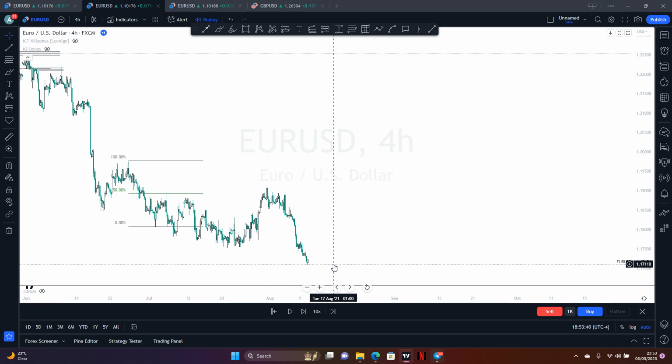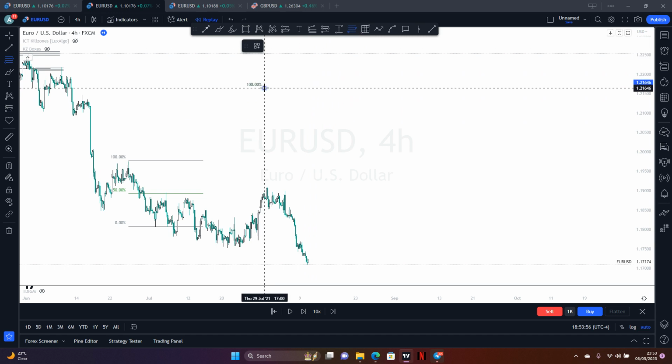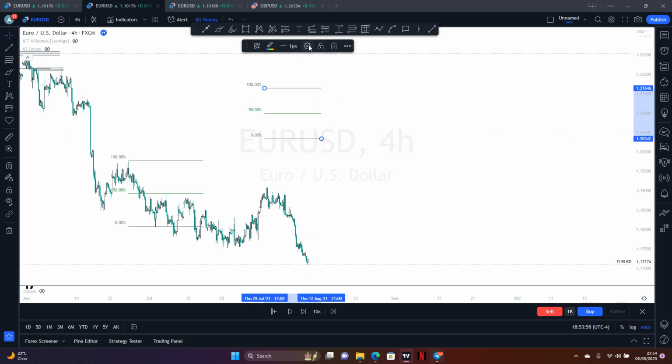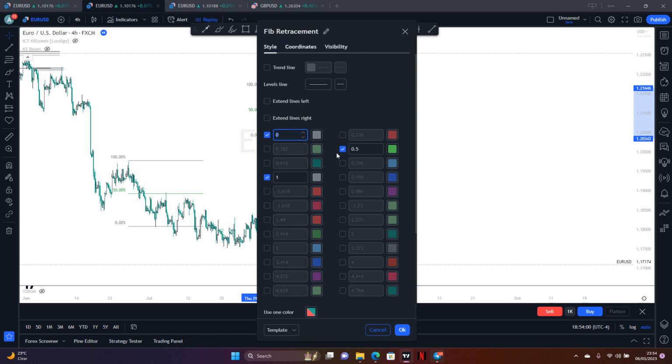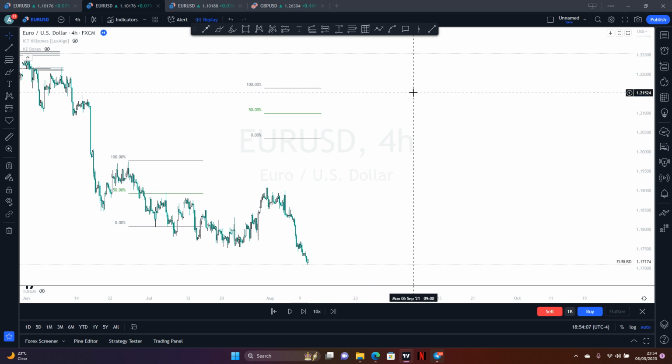I think there are these golden zones that most traders use, 70.5 and 78.6%. So that is the golden zone in Fibonacci settings. So that should be it.